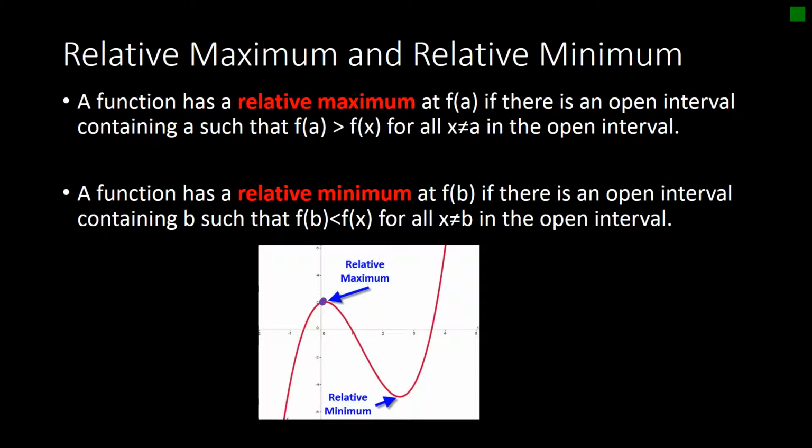A relative minimum is at f of b. Again, we're looking at y values for relative minimum values. If f of b is less than f of x for all x in that interval. Okay? So that's our relative minimum. It is what you think it is. Honing in on a particular interval is the highest and or lowest value.